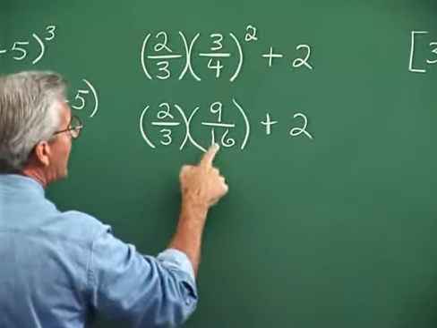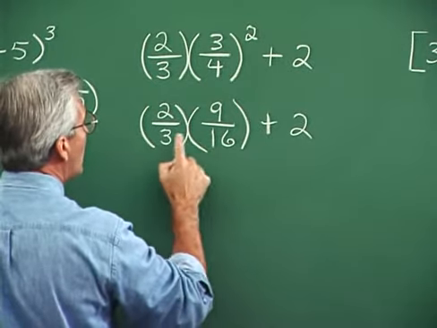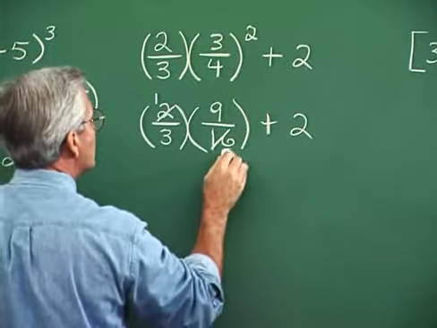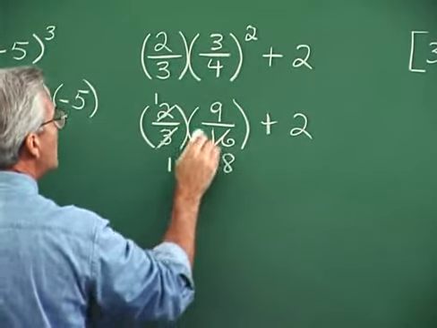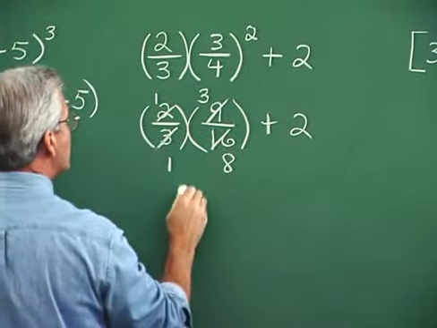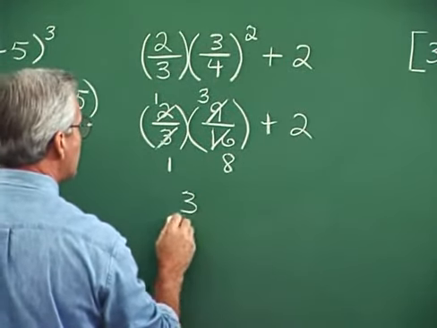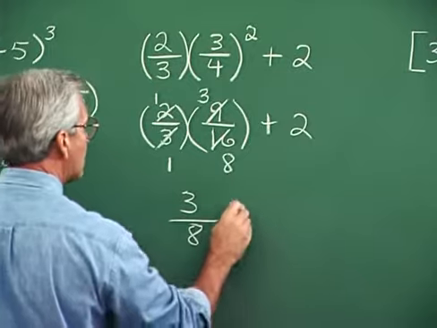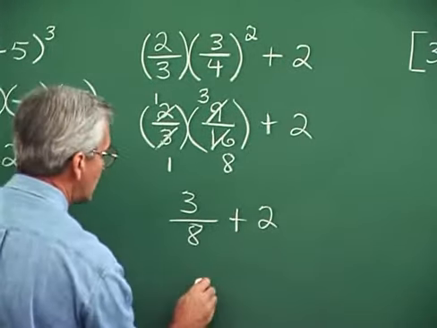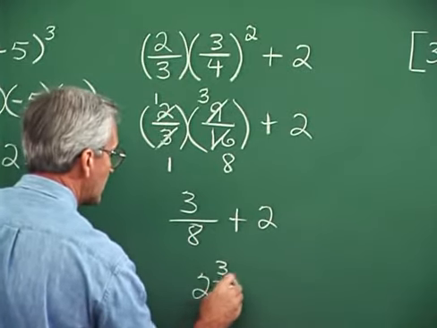Now, let's see. We have cancellation opportunities at this point. We're just multiplying the 2 fractions. So 2 into 2 goes 1, 2 into 16, 8. 3 into 3, 1, 3 into 9, 3. And now multiplying straight across, 1 times 3, 3, 1 times 8, 8. So 3/8 plus 2. Oh, that's just 2 and 3/8.